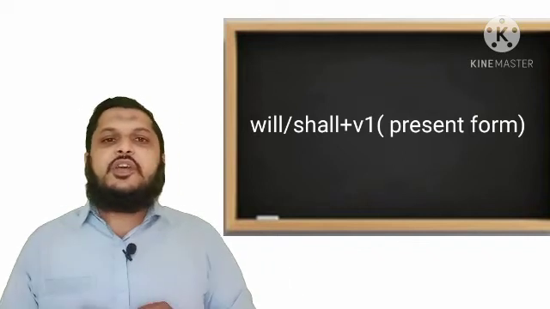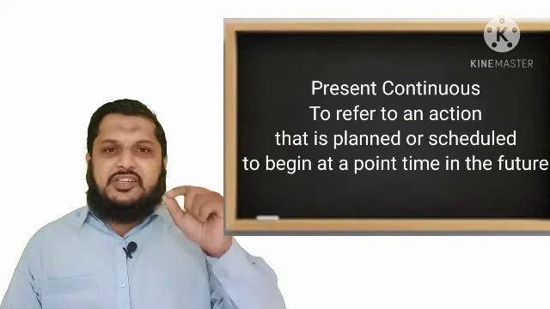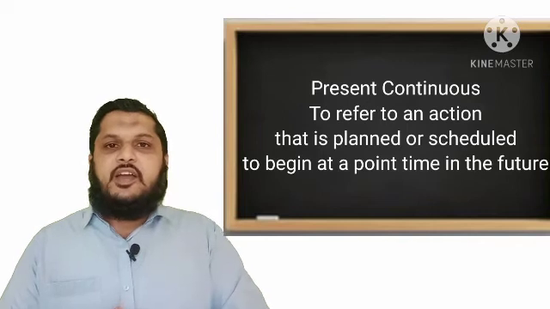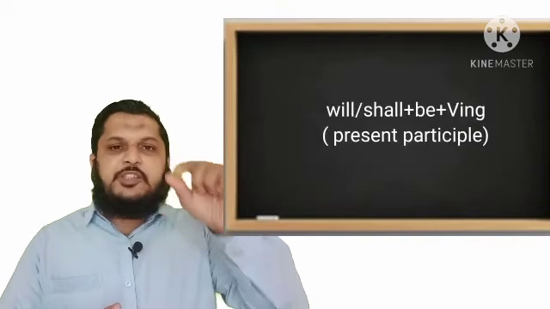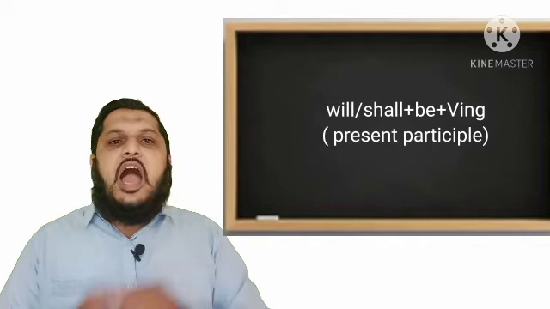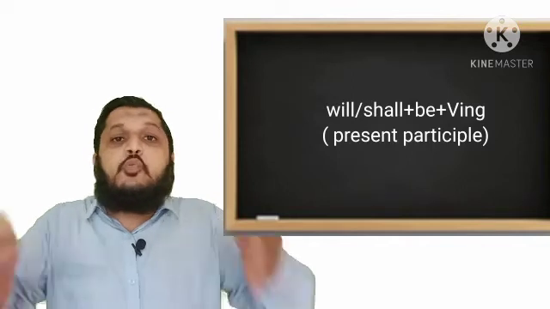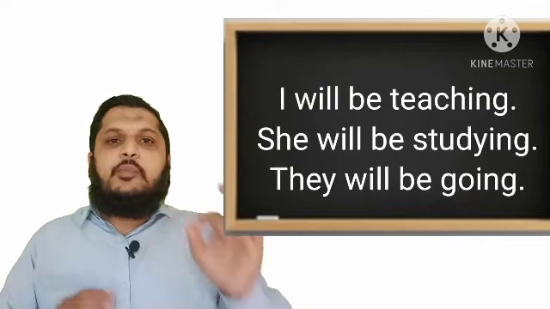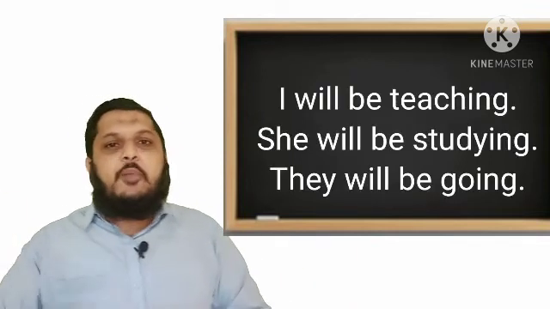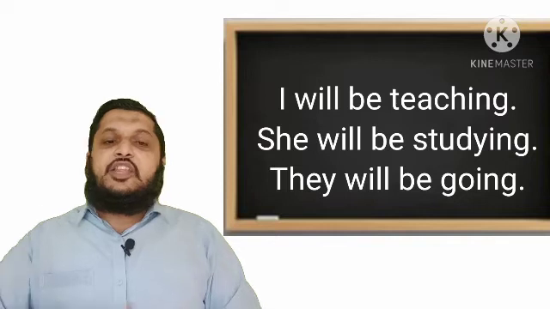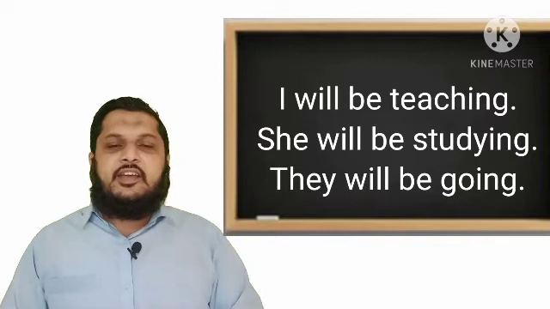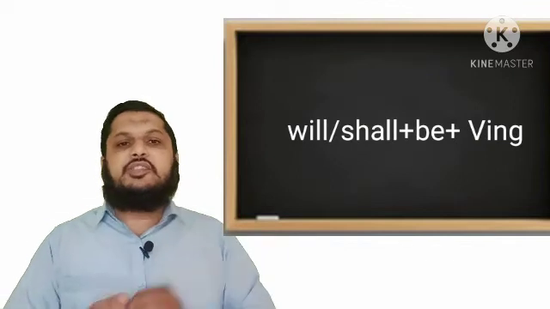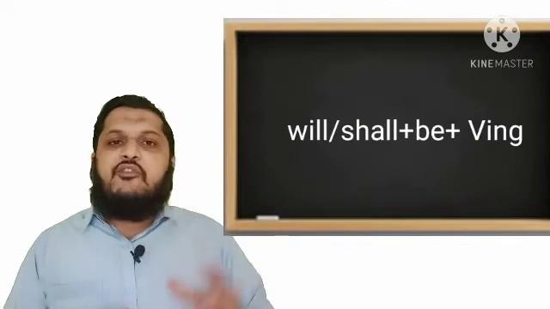We use future continuous to talk about an action that is happening at a particular time in the future. We use will or shall plus be plus ing. I'll be teaching at this time tomorrow. I will be teaching. Will be plus ing. She will be studying. They'll be going. Whatever be the subject, we use will or shall plus be plus ing.